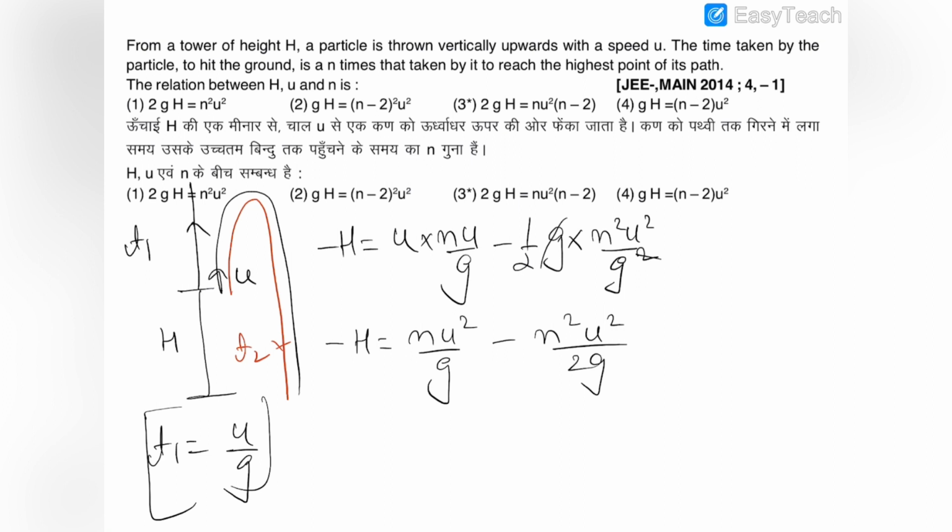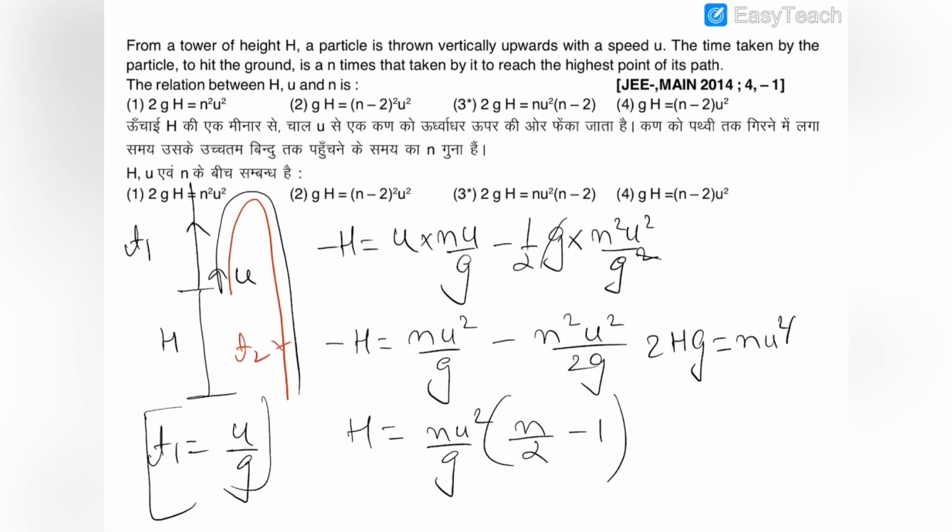So you can use this negative sign and take n u square by g common, and it would be n by 2 minus 1. I have used this negative sign. So it would be 2hg will be equal to n u square into (n minus 2). So the correct answer would be option number 3. Now we move on to the next question.